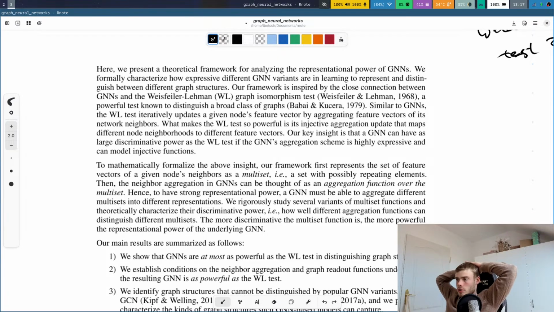A powerful test known to distinguish a broad class of graphs. Similar to GNNs, the WL test iteratively updates a given node's feature vector by aggregating feature vectors of its network neighbors. Okay. What makes the WL test so powerful is its injective aggregation update that maps different node neighborhoods to different feature vectors. Our key insight is that a GNN can have as large discriminative power as the WL test if the GNN's aggregation scheme is highly expressive and can model injective functions.